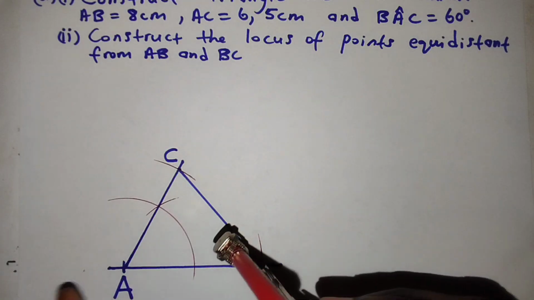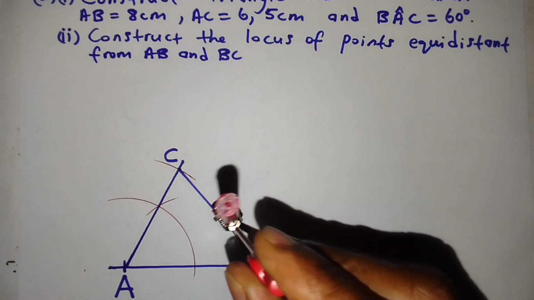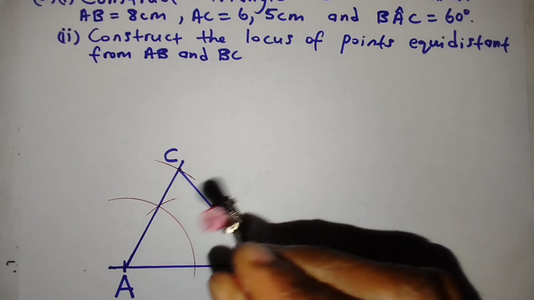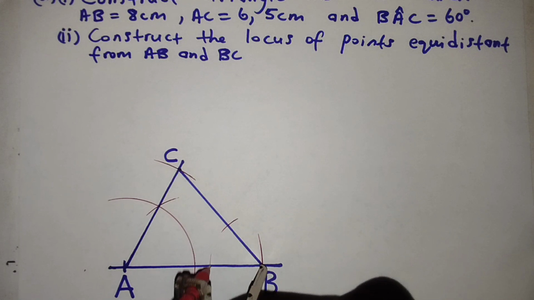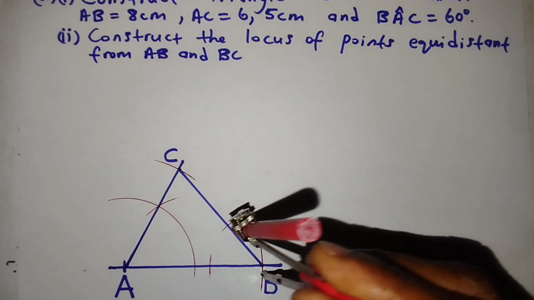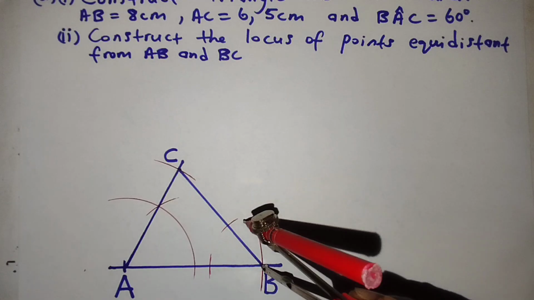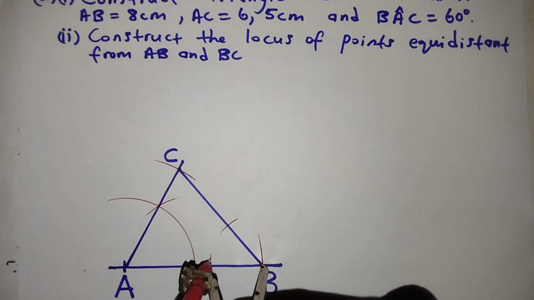Okay, so this is AB, this is BC. So I'm going to draw an arc which cuts the line BC like this, and another one which cuts the line AB. Okay, my canvas is shifted, so let me go back to B again. Okay, another line which cuts AB.